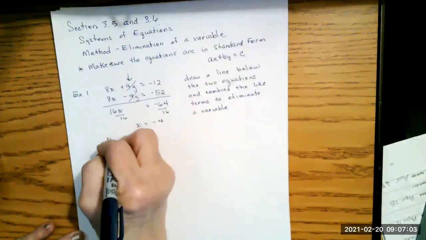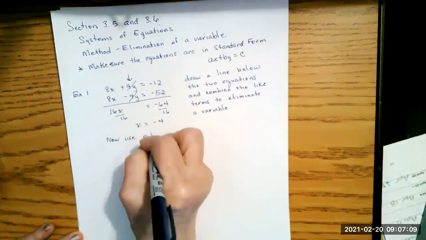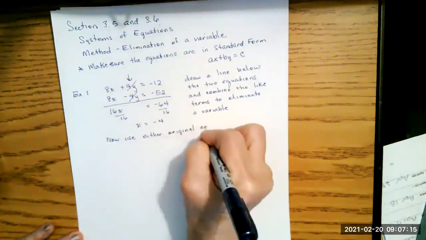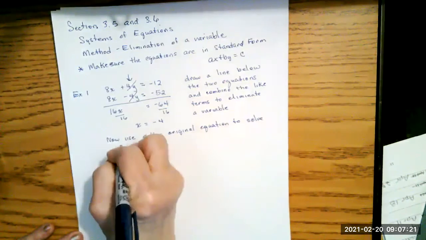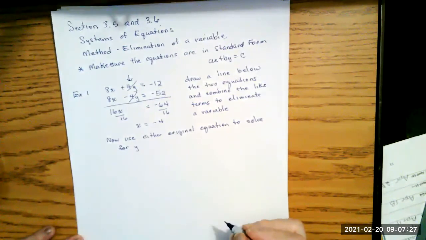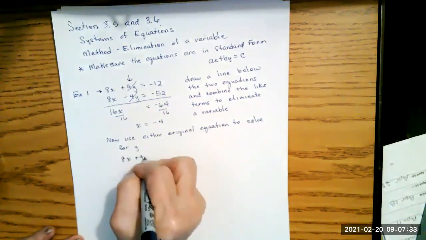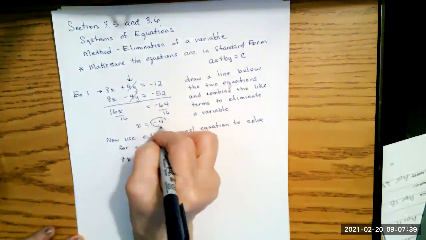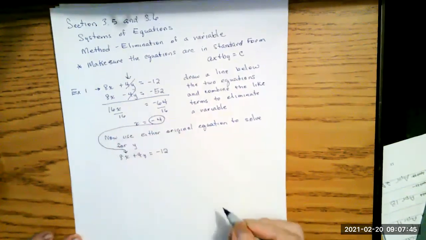Now, use either original equation to solve for y. I'm going to choose the first one. Normally, that's just what I do. I take this first equation that I have here, the 8x plus 4y equals negative 12. And I'm going to solve for y by taking my negative 4 that I found for the x and putting it into this x position.